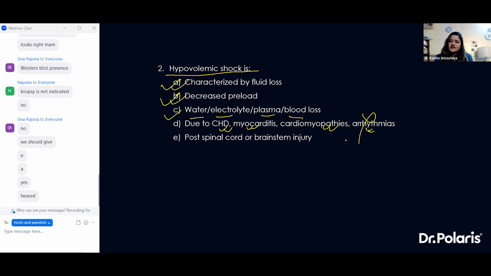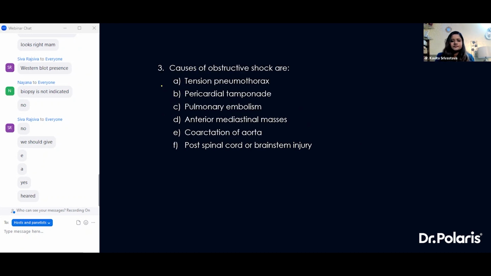These can result in cardiogenic shock, not in hypovolemic shock. Post-spinal cord or brainstem injury, again, will not result in hypovolemia. They can result in neurogenic shock. So it is very important to know the meaning of each type of shock. As the name suggests, hypovolemic means hypovolemia, or a decrease in the volume.